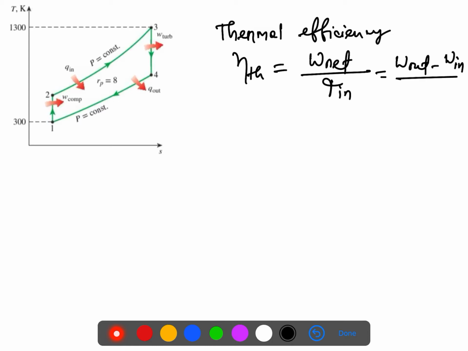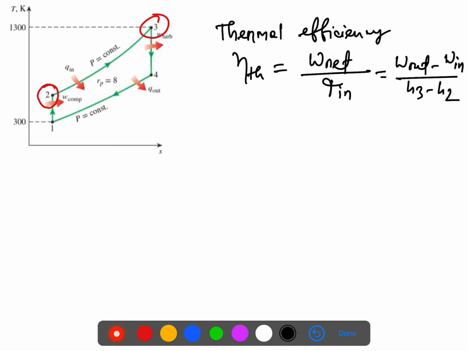And Q in, here Q in means the heat is coming this way, so it is actually from process 2 to process 3. So the enthalpy difference between these two processes, we can say h3 minus h2, is actually the heat in. You understand what I said?